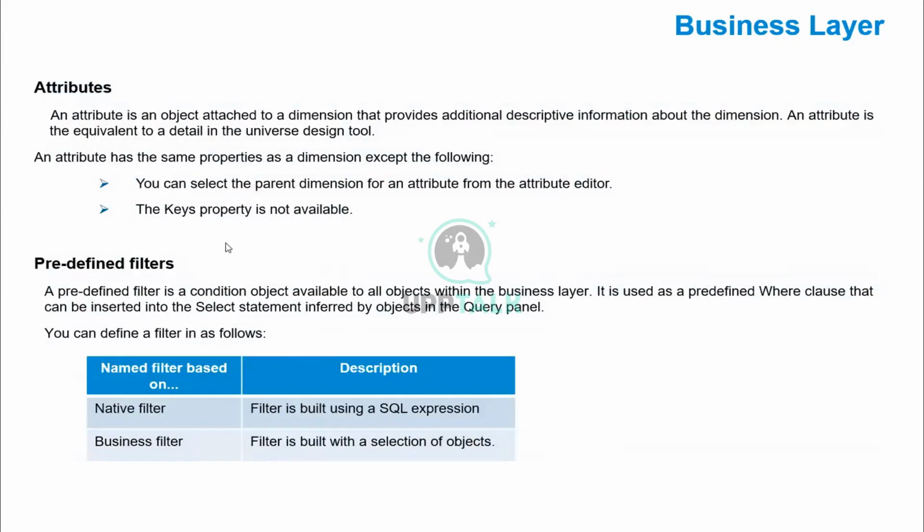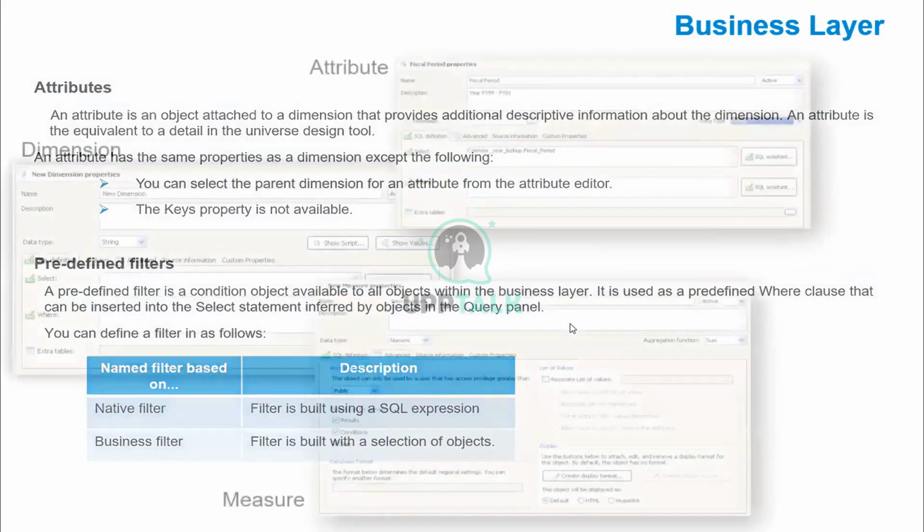Attribute, as we already said, is a detail about the dimensions. Predefined filters: there are some predefined filters available in our universe design. We can put them based on the business requirement. We can create predefined filters.